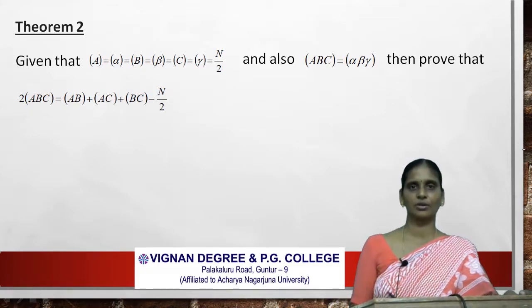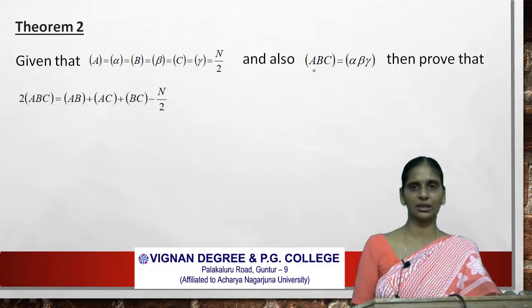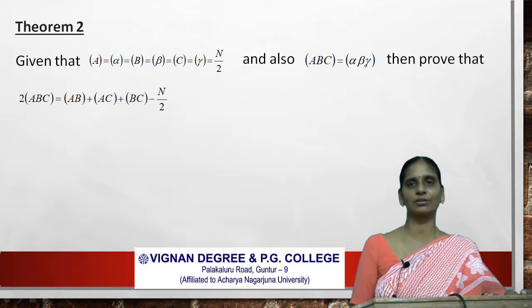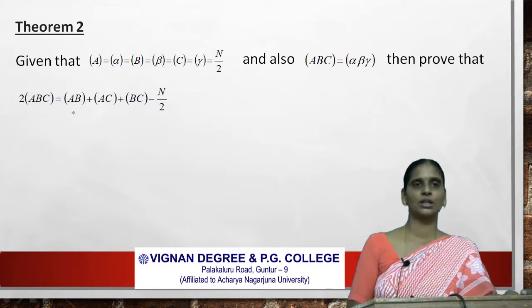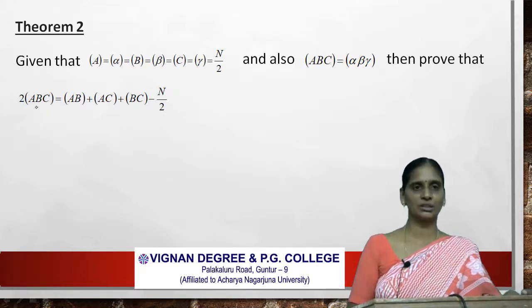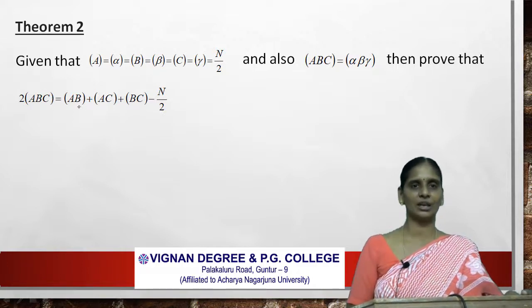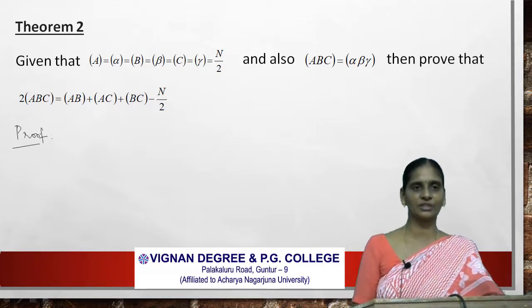And also one more condition we are given here. That is frequency of ABC is equal to frequency of alpha beta gamma. Then we have to prove that 2 into frequency of ABC is equal to frequency of AB plus frequency of AC plus frequency of BC minus n by 2. Now the proof of this theorem.